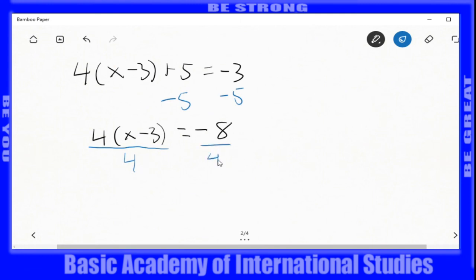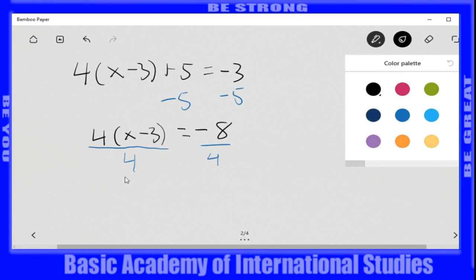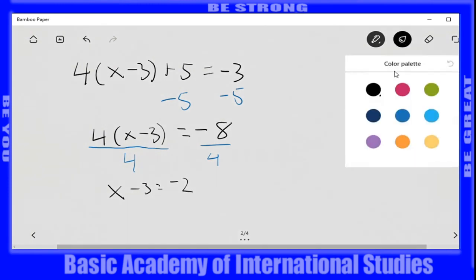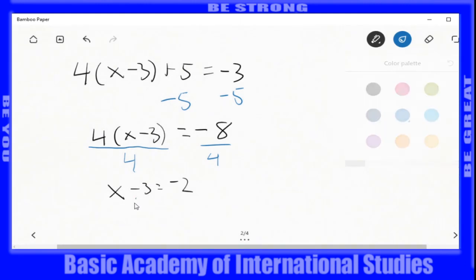So, dividing 4 from both sides instead of distributing will give me x minus 3 equals negative 2. And if I then add 3 to both sides, this will then leave me with my final answer, which is x equals 1.